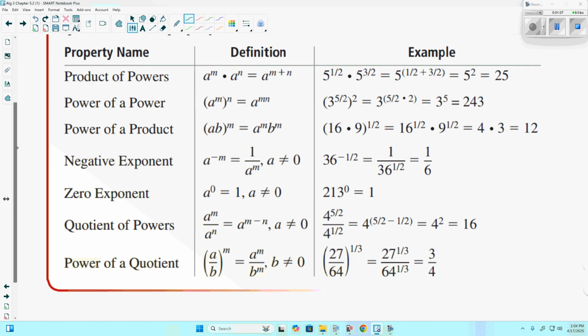Product of a power: if we multiply like bases together, we add the exponents. Power of a power: if we have a term to a power, we multiply the powers. Power of a product: two things multiplied together to a power, we can apply that power to both terms. Negative exponent: if the exponent's negative, we can move it from the top of the fraction to the bottom, or bottom to the top.